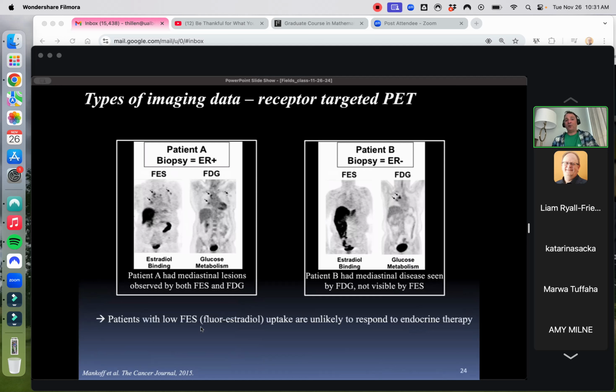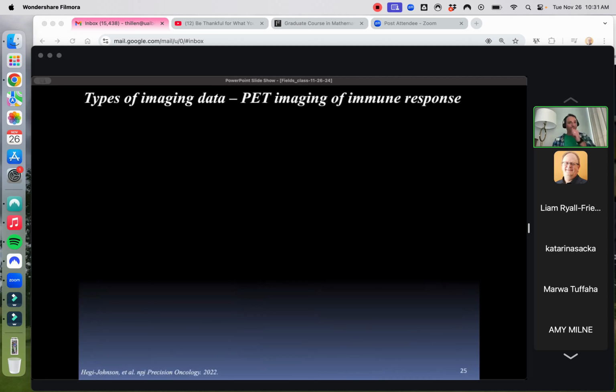So patients with low FES uptake are unlikely to respond to endocrine therapy. And now it's kind of old news, about 5 years old, that FES can help solve most clinical dilemmas that may remain after the standard workup for ER positive versus ER negative breast cancer. So this is an example of targeted PET attacking that.